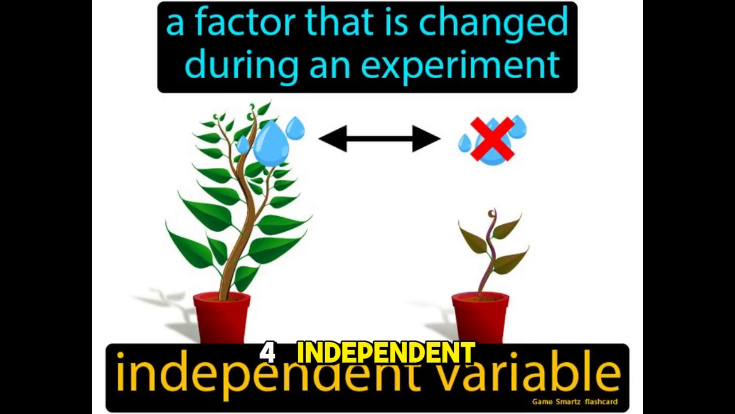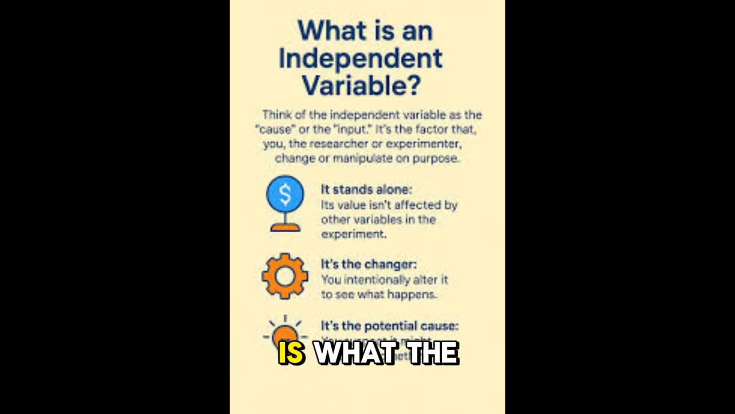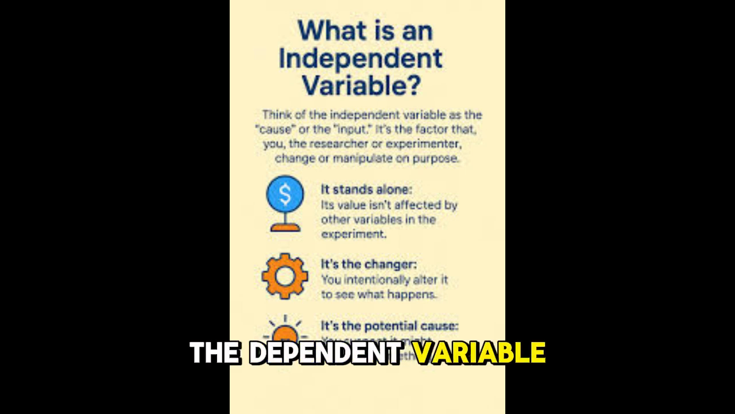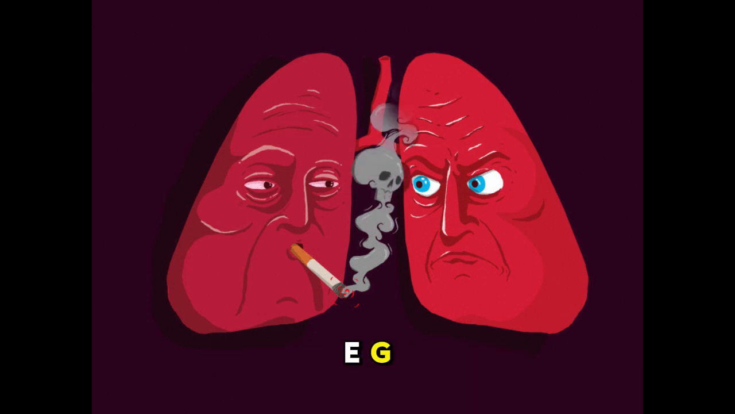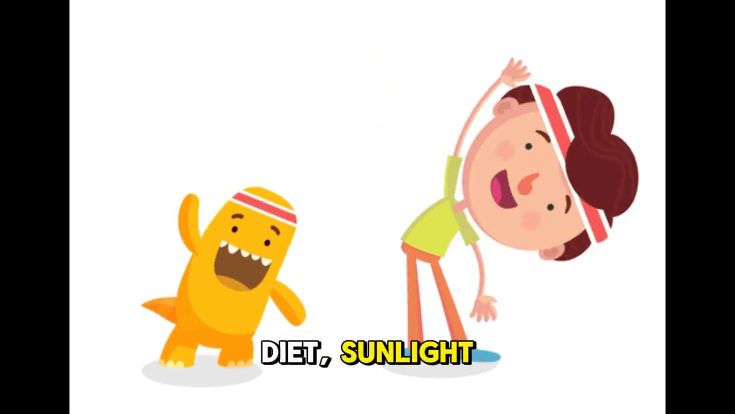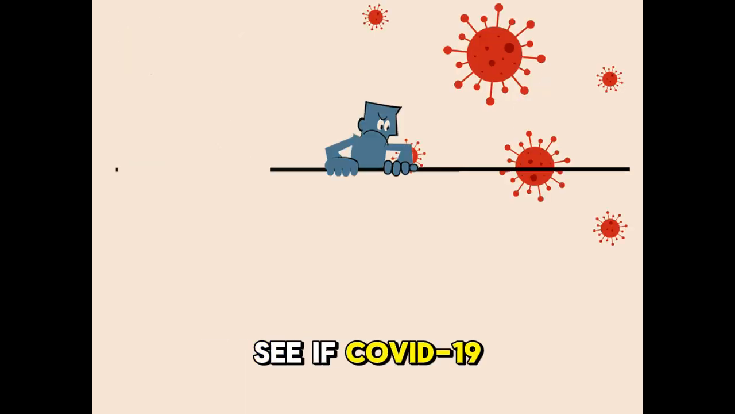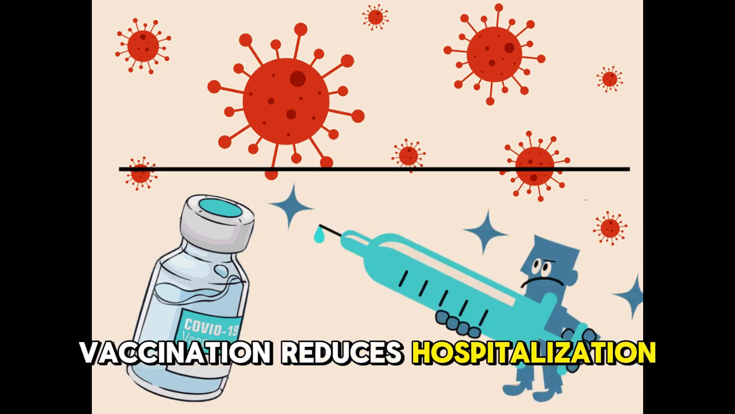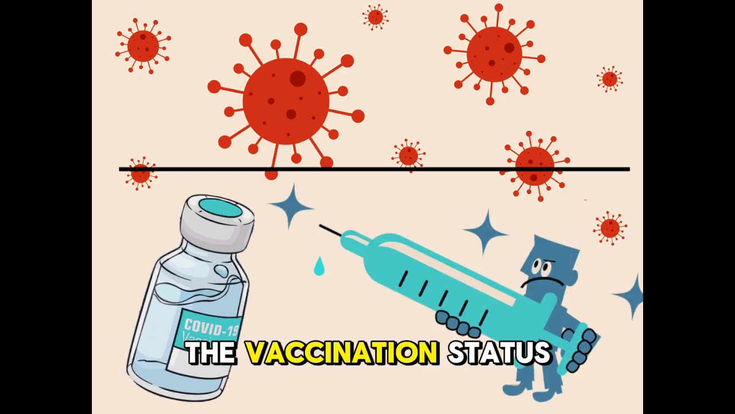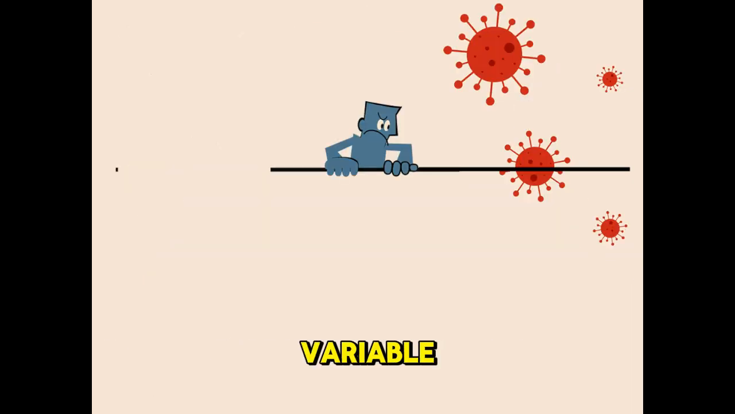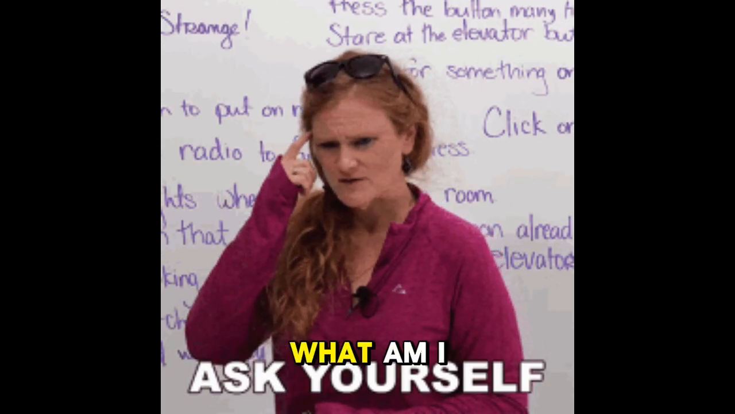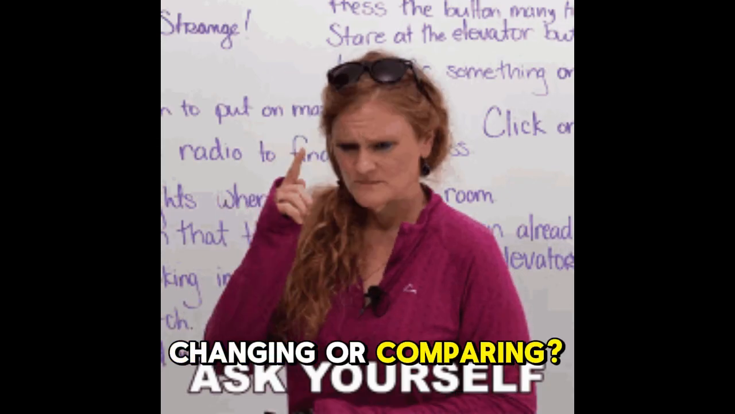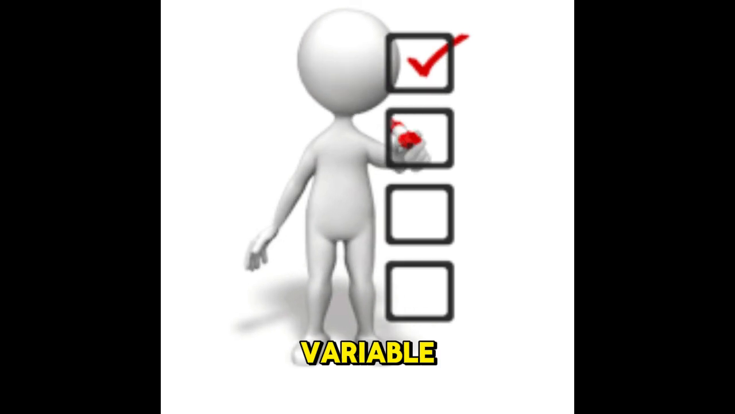4. Independent variable. The independent variable is what the researcher manipulates or observes to see its effect on the dependent variable. Examples: type of medication given, presence or absence of a condition, exposure. If you're conducting a study to see if COVID-19 vaccination reduces hospitalization rates, the vaccination status is your independent variable, while hospitalization is the dependent variable. Always ask yourself, what am I changing or comparing? That's your independent variable.